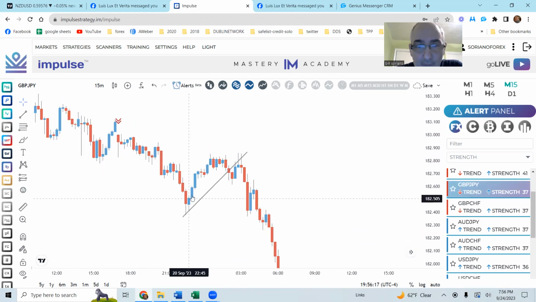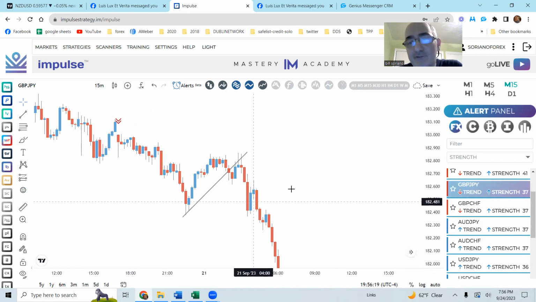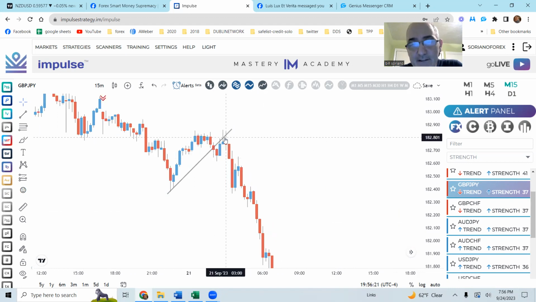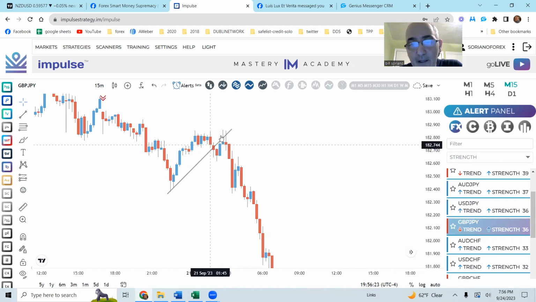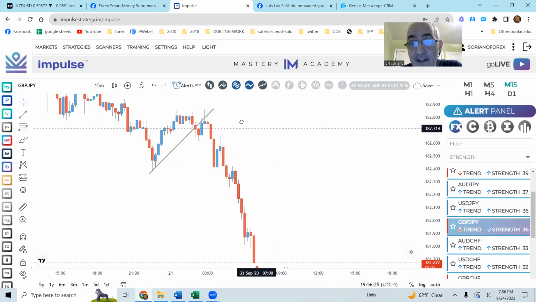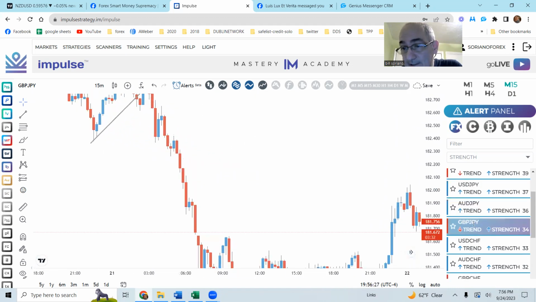You can see you wait for the pullback, and then once you get the break of structure there on this move down, and you get the break of structure on this trend line, you would get in that trade, and then it drops right down, right?